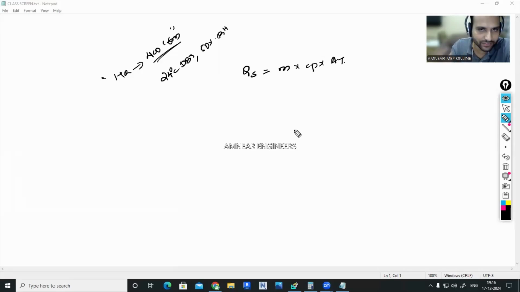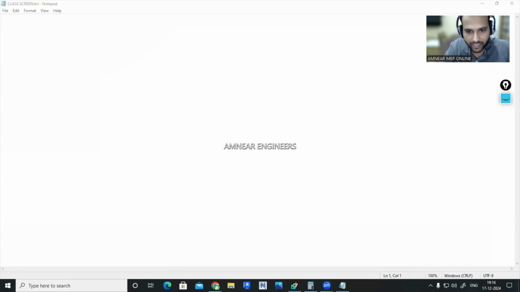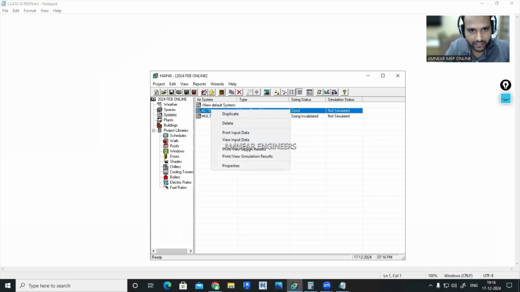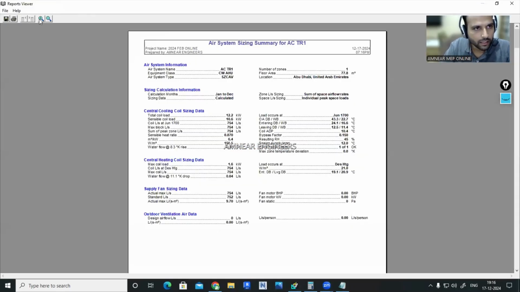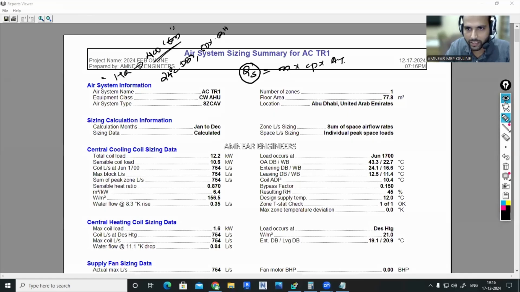The equation may vary, so we can discuss this one, the sensible coil load. That's why the room sensible heat always remains constant. What is a room airflow rate? See, when we are doing the heating and the cooling load calculation, you will be getting, let me generate a report. Okay, so I did a heating and the cooling load calculation of a space.